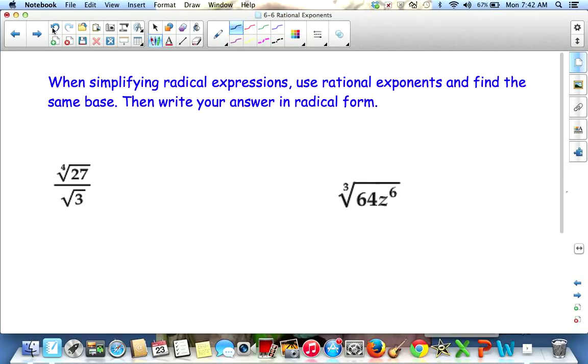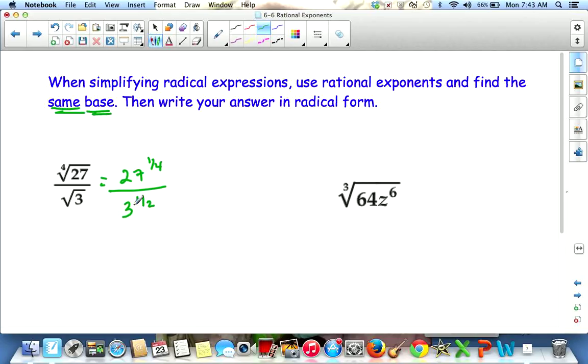So the new stuff here is simplifying radical expressions. When we do this, and you might have seen this on the test as well, you're going to be assessed on this soon. When simplifying radical expressions, use rational exponents and find the same base. So we're going to change these two to rational exponents here. So this is going to be 27 to the 1/4, and then it's going to be 3 to the 1/2. Now, we want to make the same base here, so we can go ahead and subtract our exponents.